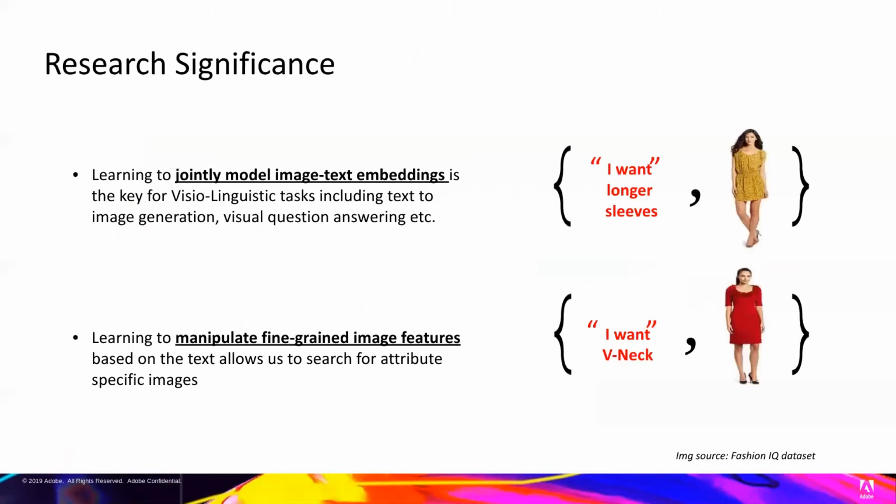From a research perspective, our problem statement involves, given inputs from two different modalities, that is, the image and the text, learning a cross-modal feature representation which jointly learns both visual and textual features. This joint feature representation is particularly useful in several downstream visual linguistic tasks, such as visual question answering, text-based image generation, and image captioning.